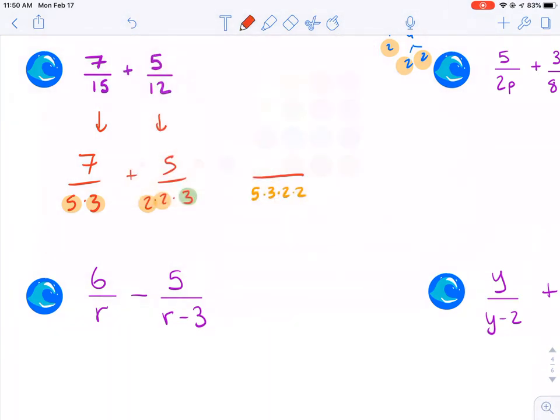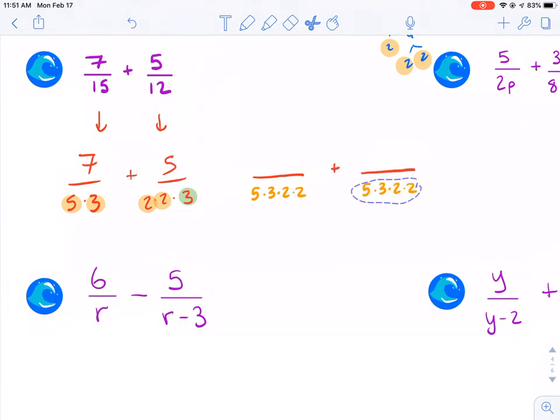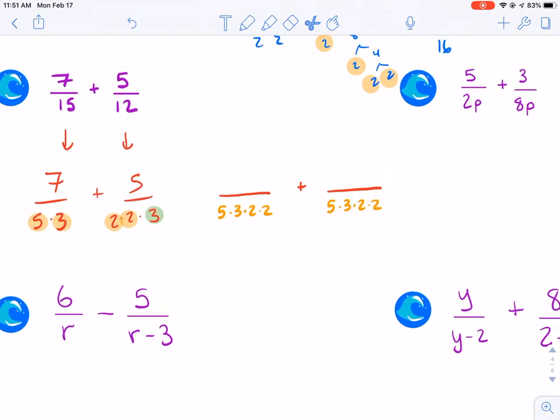So we need to change these denominators so that they have that as their least common denominator. Copy, paste. 5 times 3 times 2 times 2. Okay? Now, what are we missing from the 7? Okay? Before we only had the 5 times the 3 with the numerator of 7. So we have to change this 7 to match the denominator, and we need to multiply the remaining 2 times 2 to the top to keep it balanced, to keep the value of the fraction.